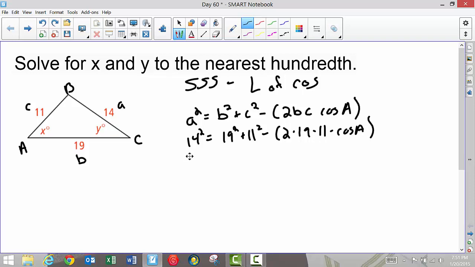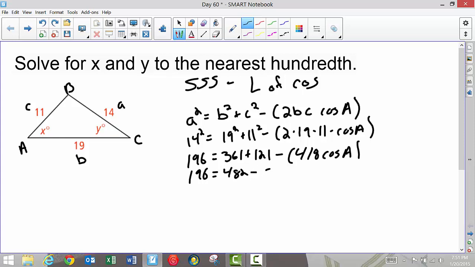14 squared is 196. 19 squared is 361. 11 squared is 121. Minus parentheses 2 times 19 times 11 is 418 cosine of A. 196 equals 361 plus 121 is 482, minus parentheses 418 cosine of A.